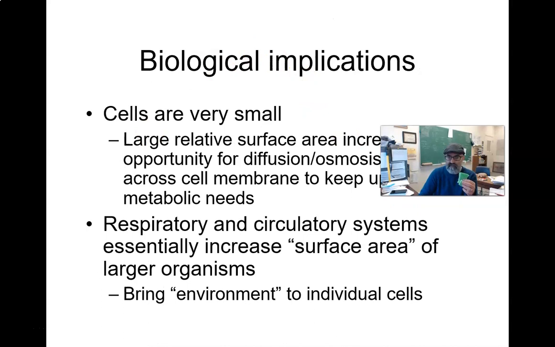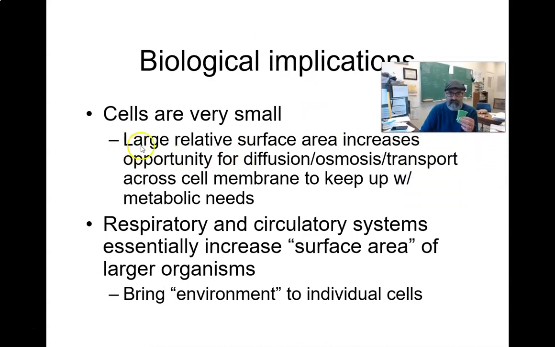So we know that cells are very small. Why? Because they need to have a very large surface area in order to provide for diffusion, osmosis, and transport to keep up with the metabolic demands of the volume, okay? So the small size, the small radius, is related to requiring a large surface area. So lots and lots of plasma membrane to absorb and to transport and to export things, okay?